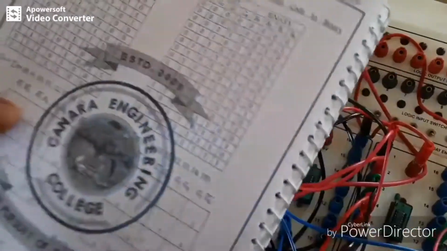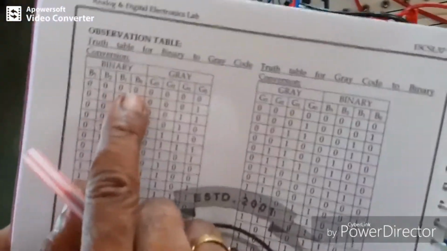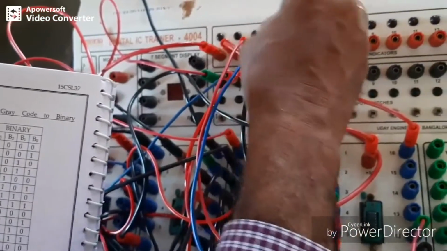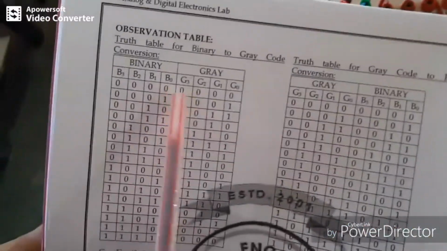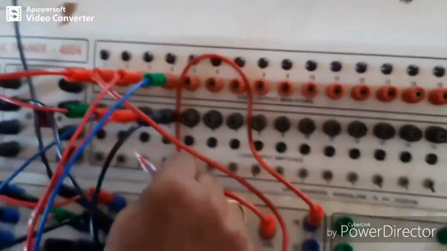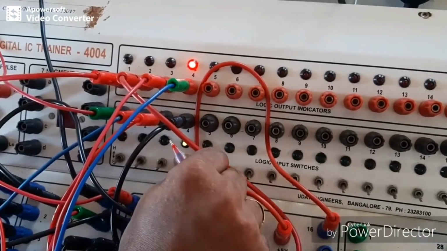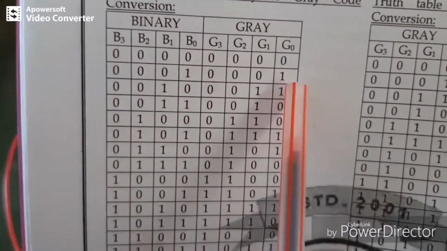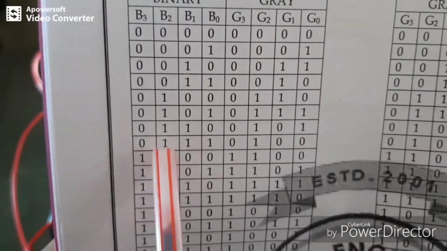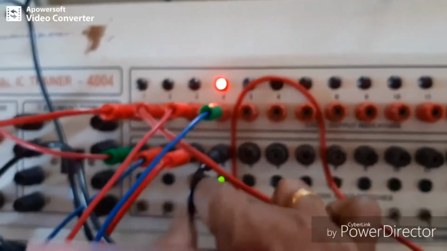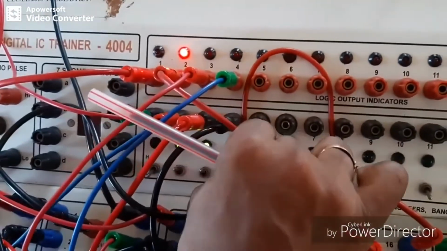Now we will check 0 0 0 0. When the input is 0 0 0 0, you get the output 0 0 0 0. Binary 0 0 0 0 and gray is 0 0 0 0. When I give binary 0 0 0 1, the output is also 0 0 0 1. Let us check now 0 1 1 1. The input is 0 1 1 1.